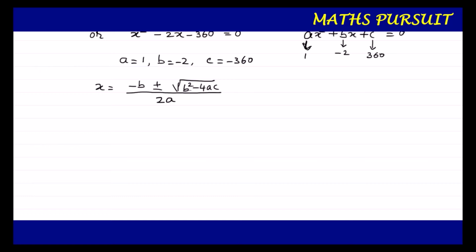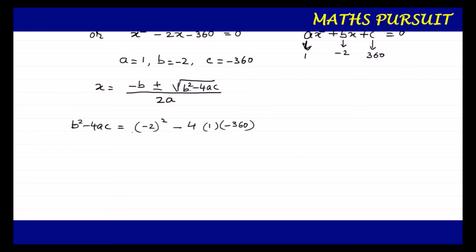So b square minus 4ac is equal to, here b value is minus 2, so minus 2 to the power 2 minus 4 into a is 1 and c is minus 360. That's b square minus 4ac.